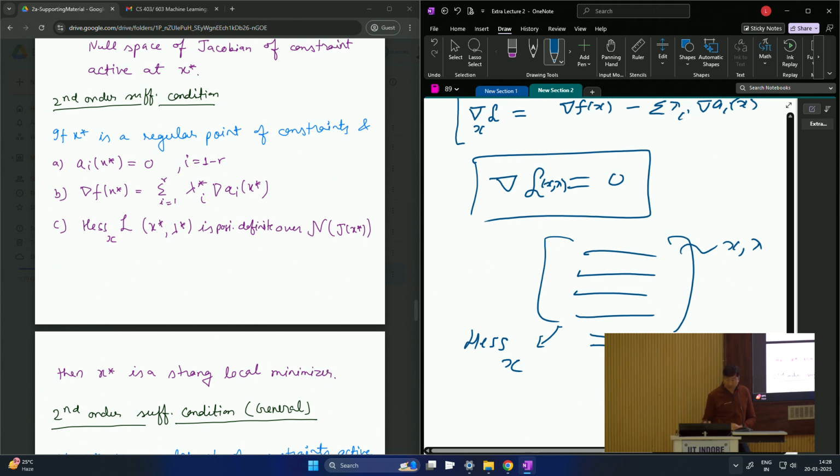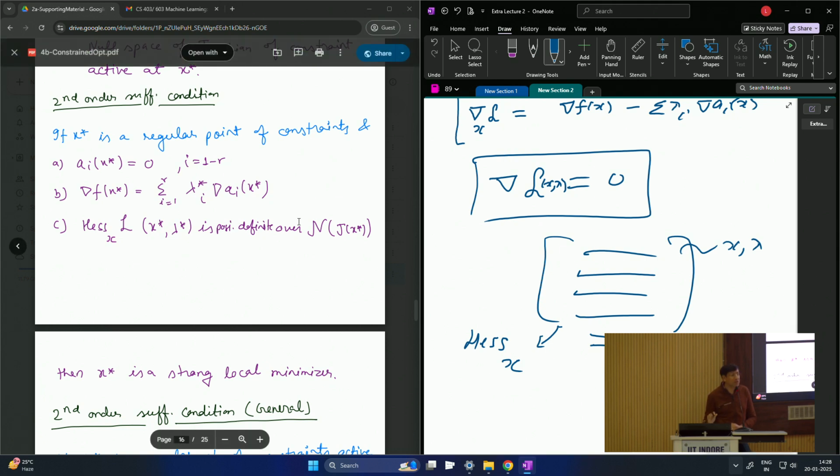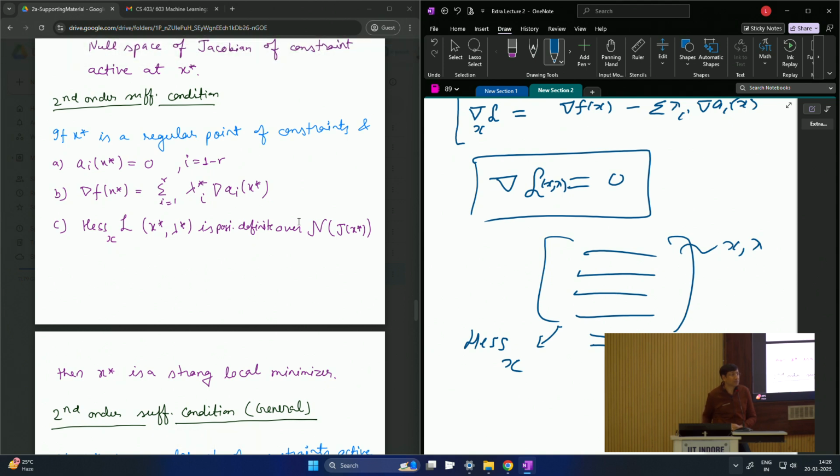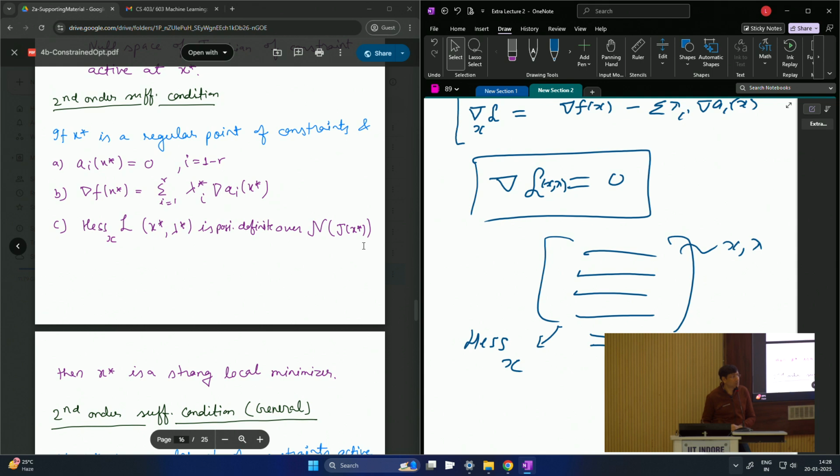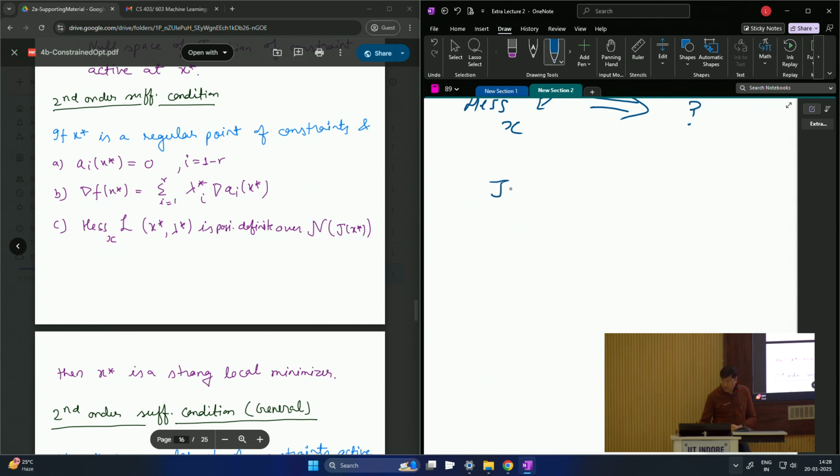You have to show that this matrix is positive definite over some space. Is that okay? Now what is that space? Let me tell you. Now what is this J, which I have not told you? What J says is the Jacobian of constraints. So if I have A1 through AR as the active constraints, I will put their gradients in a row format. This will be my J. This is the case when we have only the equality constraints.